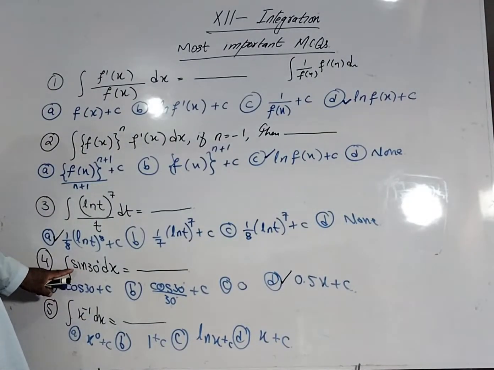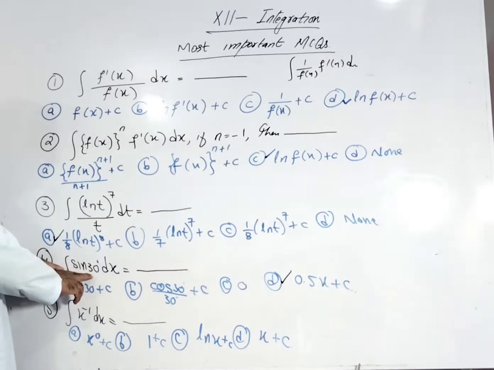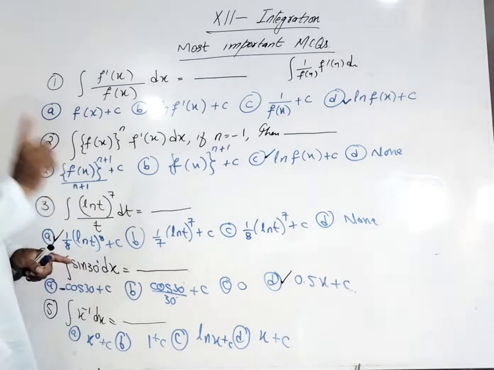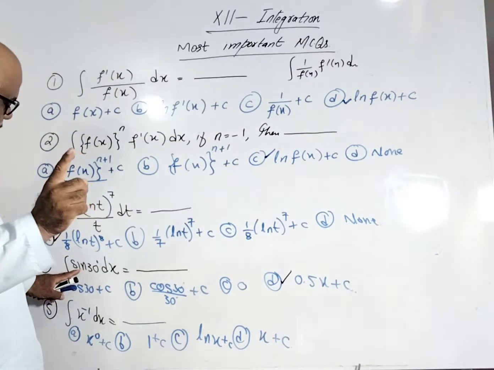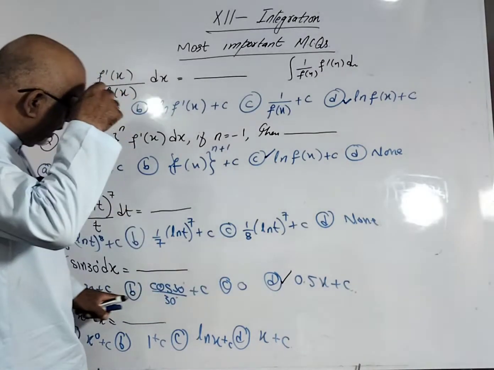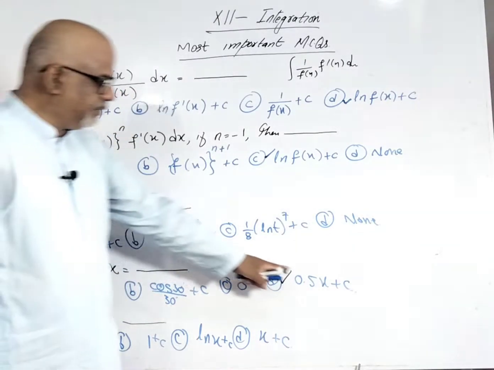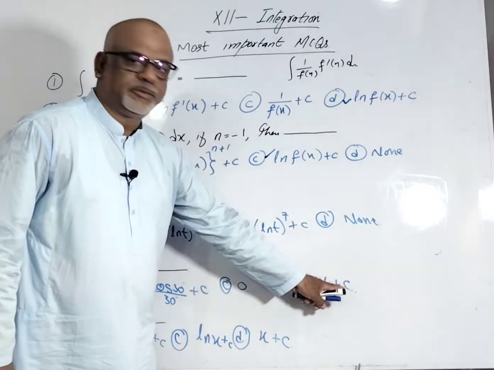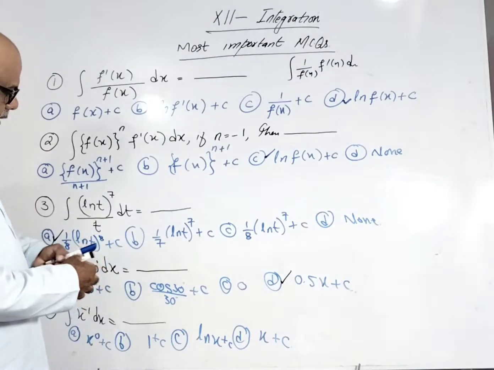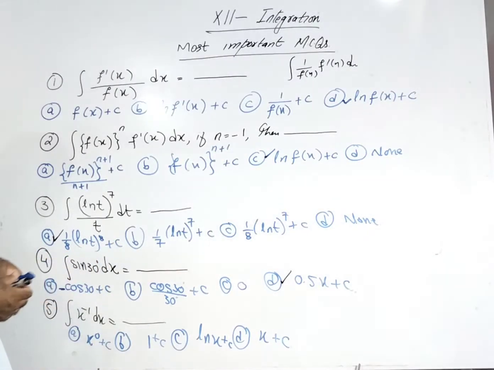That is sin 30 dx. Sin 30 is the constant. Its value is 1 upon 2, means 0.5. So we have to separate the 0.5 and the integration of dx will be equal to x. So 0.5x plus c is the correct answer of the fifth MCQ here.